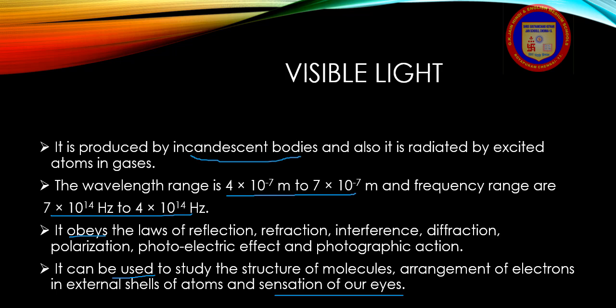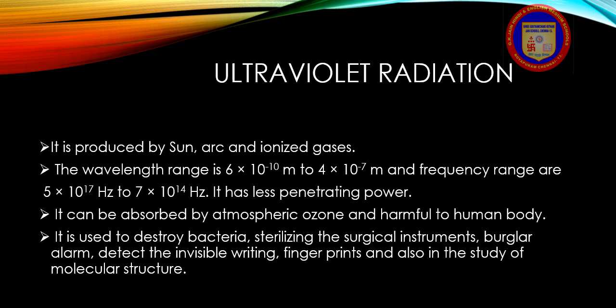Next is ultraviolet radiation. It is produced by sun, arc and ionized gases. The wavelength ranges 6 into 10 power minus 10 meters to 4 into 10 power minus 7 meter. And frequency ranges are 5 into 10 power 17 Hz to 7 into 10 power 14 Hz. It has less penetrating power.